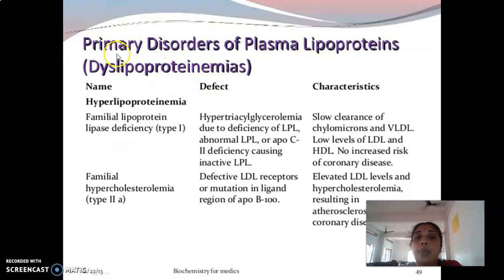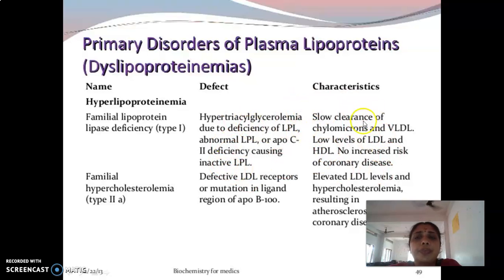Now there is hyperlipoproteinemia. So what do you mean by hyperlipoproteinemia? There is excess production. So familial lipoprotein lipase deficiency. So in LPL deficiency, what happens? With defective LPL, lipoproteins will not be broken down, or they will not be subject to catabolism. So the lipoproteins will be getting accumulated. As a result, what happens? High TG levels due to deficiency of LPL, then abnormal lipoprotein lipase, ApoC2 deficiency, so inactive LPL, etc.